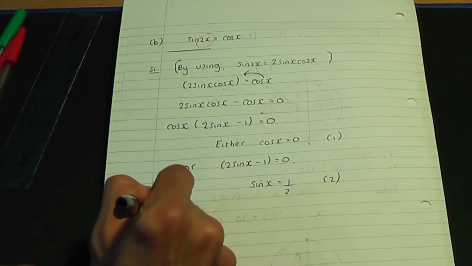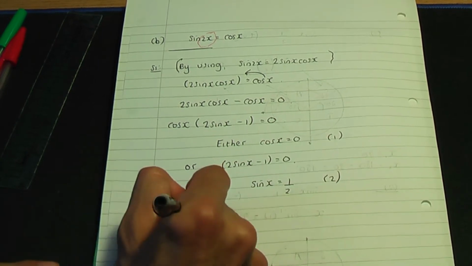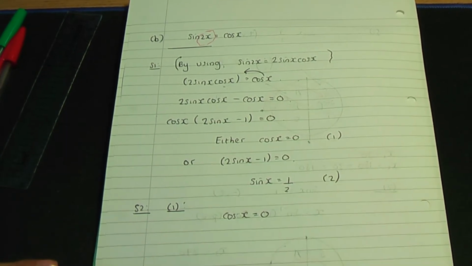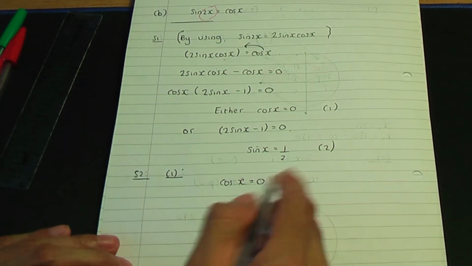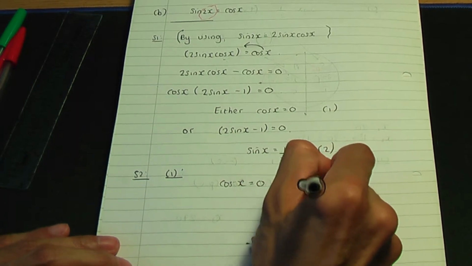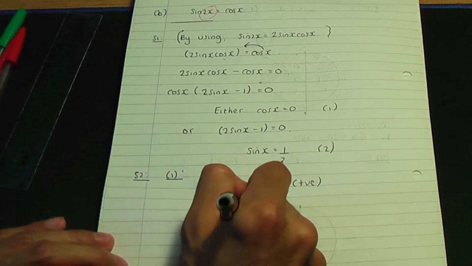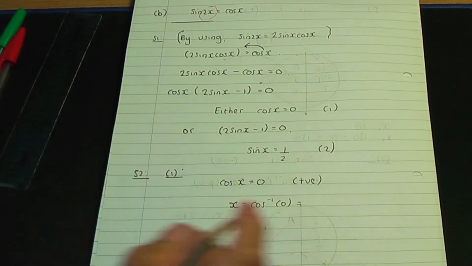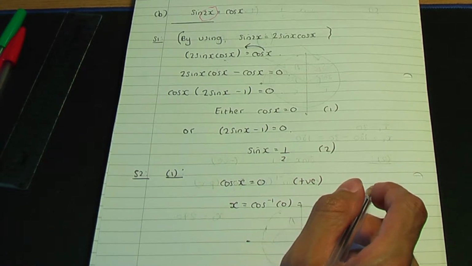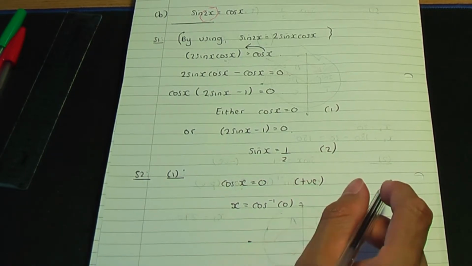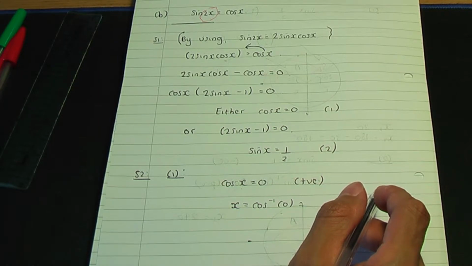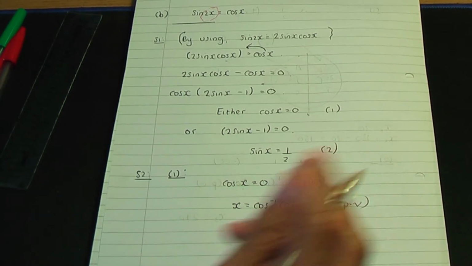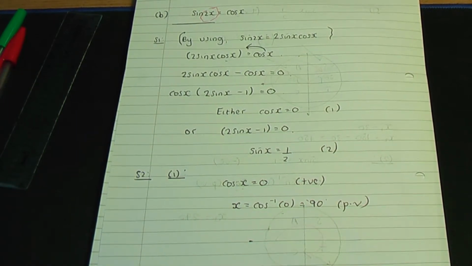So the next step, let's call this step number 2. Let me solve the first equation. Equation 1 reads cos x equals 0. Now 0 I'm assuming positive, so when calculating the principal value it's the inverse cos of 0. The inverse cos of 0 is a standard result: inverse cos of 0 should be 90 degrees. So that is your principal value for that equation.